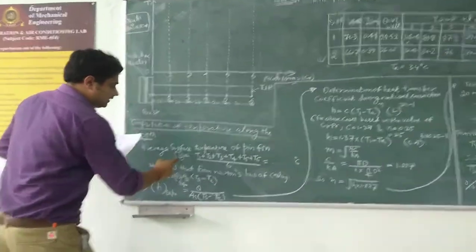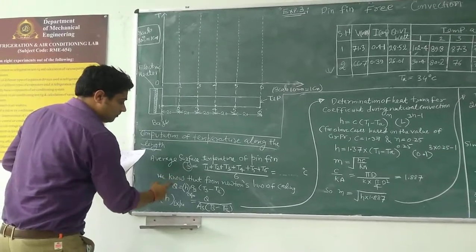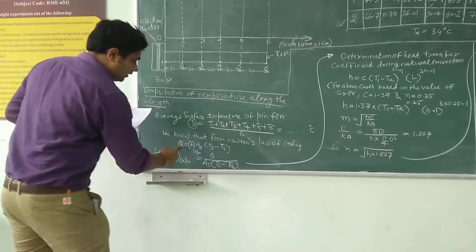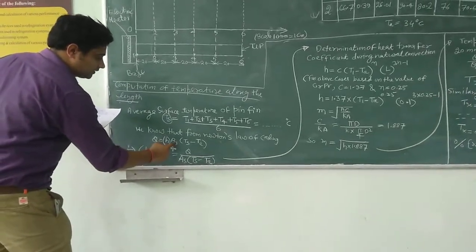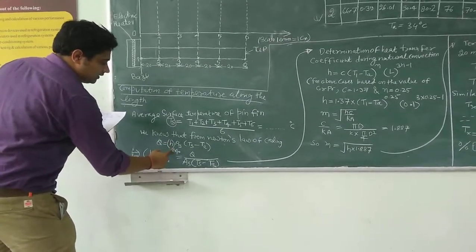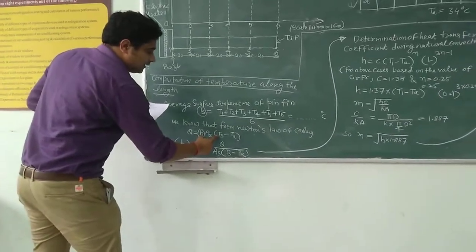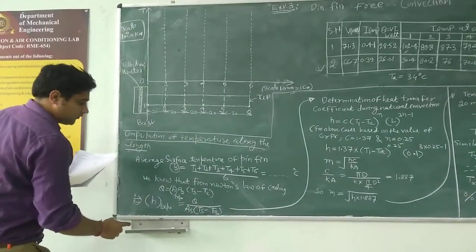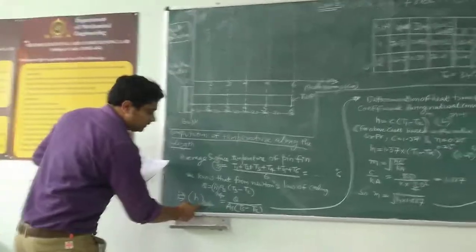After finding the surface temperature, you will apply Newton's law of cooling, that is Q is equal to h experimental into As into (Ts minus Ta). As is the surface area, h experimental is the experimental heat transfer coefficient, Ts is the surface temperature and Ta is the ambient temperature. So from this you can find the experimental heat transfer coefficient.